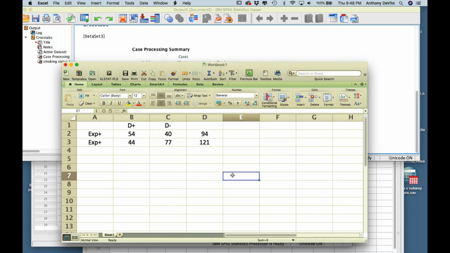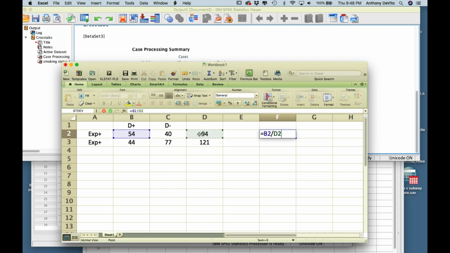Okay, so now, what's the probability that you would have stenosis, have the disease, if you're a smoker in this population? Well, that is going to be equal to 54 out of 94, right? Total number of people is 94, 54 of them have the disease. So the rate that they have the disease is 57%.